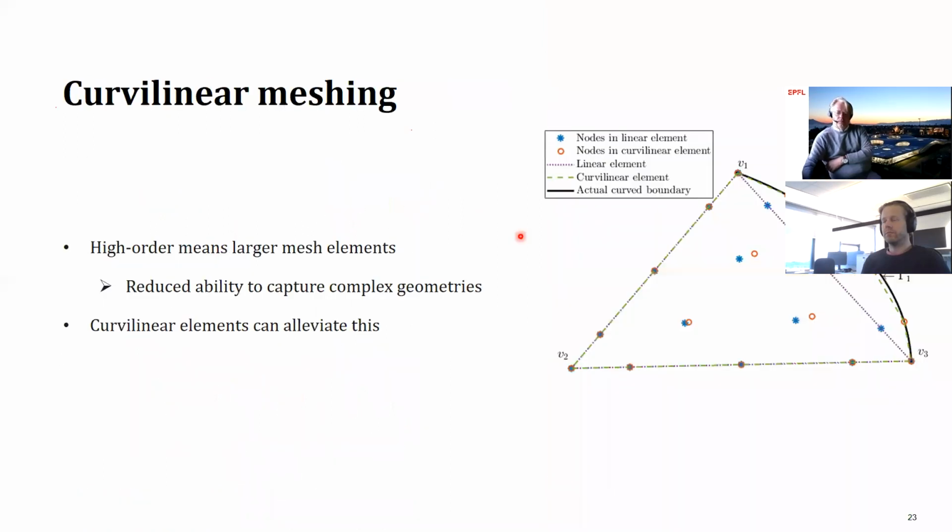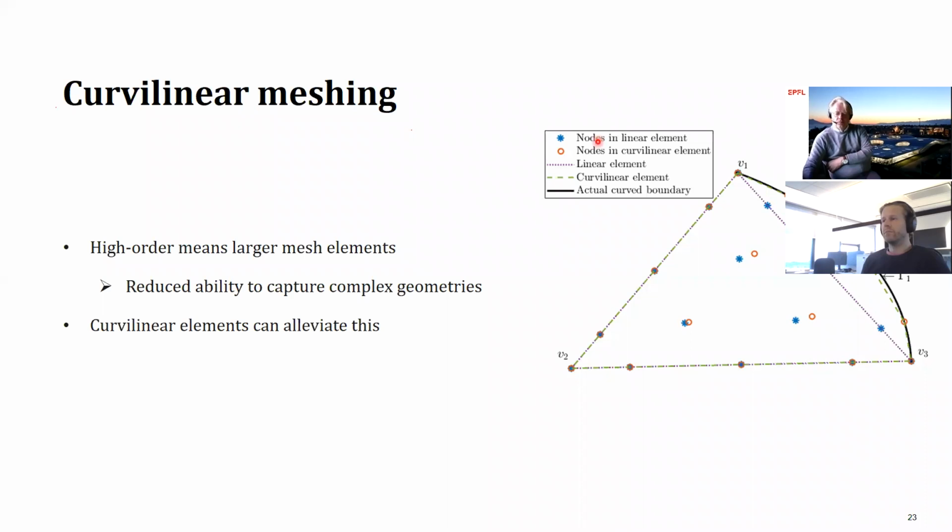Another thing we investigated was curvilinear meshing. So as I mentioned before, when we use a high order numerical method, we can use a coarser mesh to solve the problem. And that's attractive from a computational point of view or an efficiency point of view, but it can reduce our ability to capture fine-grained details of the geometry because we're using larger mesh elements. But using curvilinear meshing can be a way to alleviate this, where we shift the nodes of the element to better fit the curved geometry.